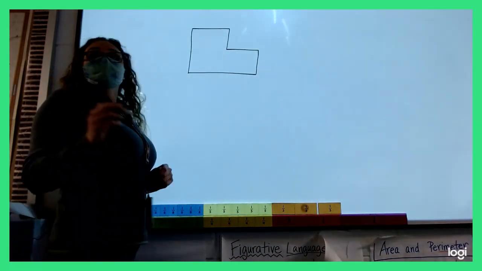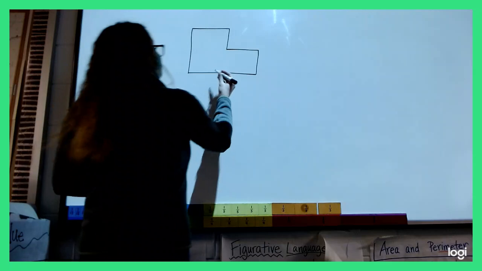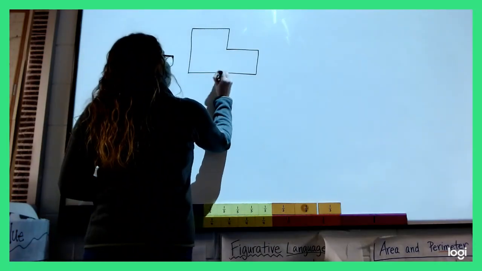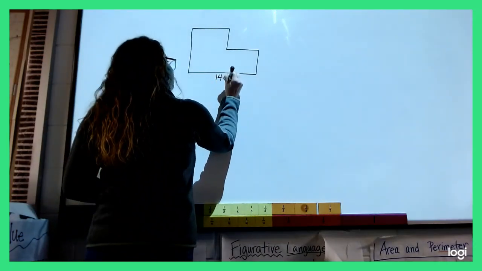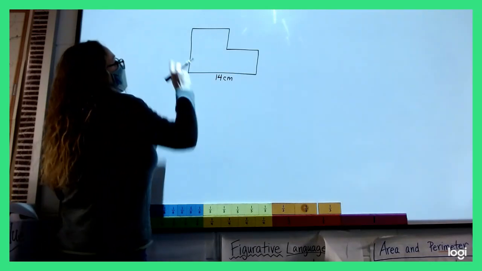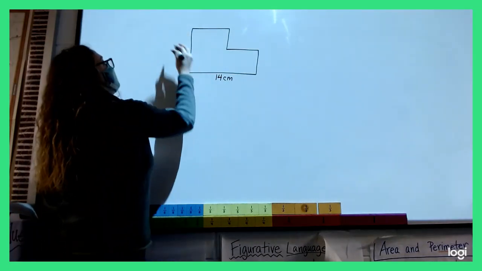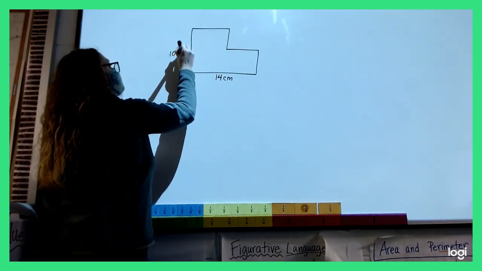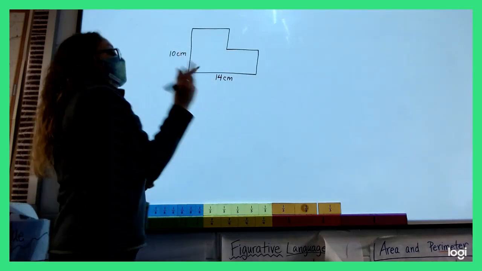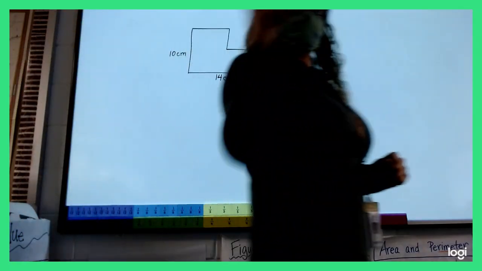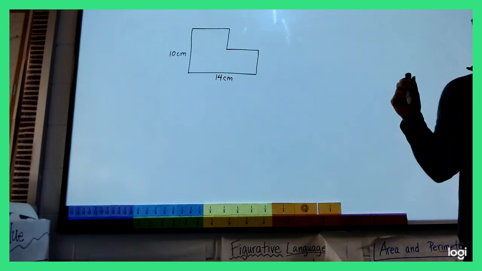All right, now I'm going to label all of our sides. All right, down across the bottom, we have 14 centimeters. And the full left side is 10 centimeters. Now, normally when we find area, we only need one length and width, right? But this time it's different.